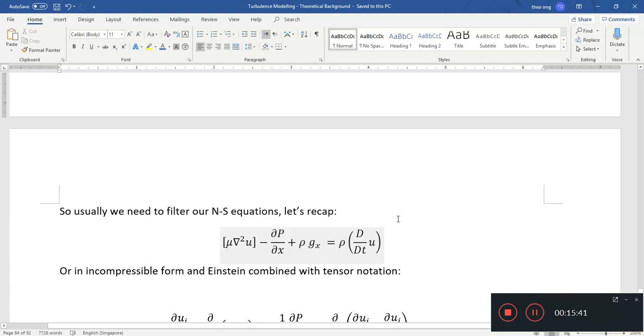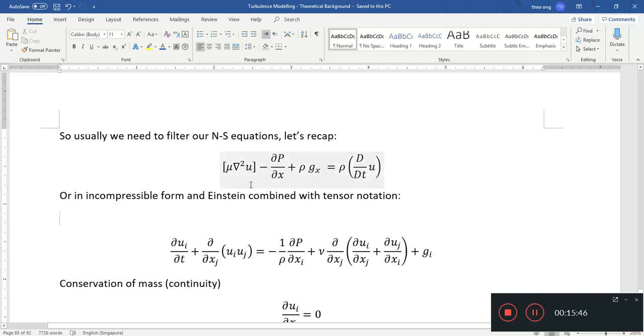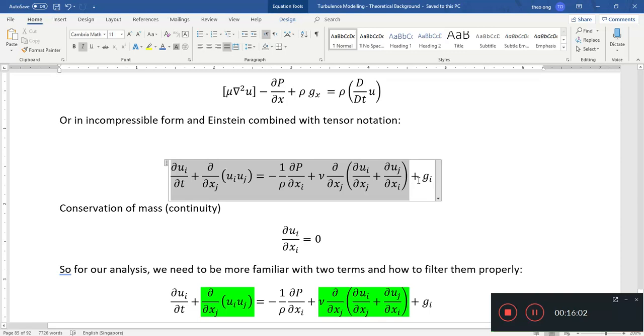Okay, so this is a recap of our Navier-Stokes equation. They may be written in vector form like so. This is for the incompressible Navier-Stokes equation. If it's in Einstein notation, you may see the Navier-Stokes equation being written like so.